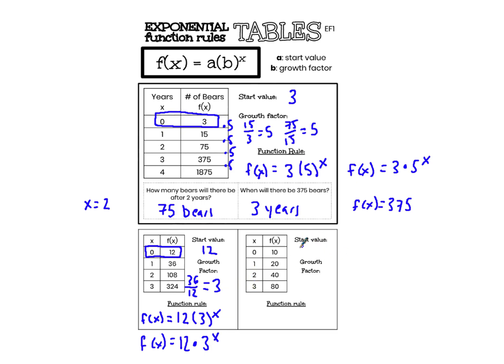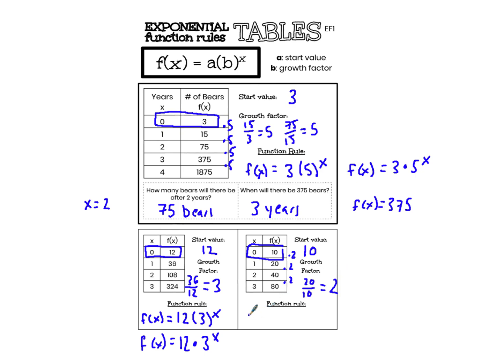In my next example, I'm looking for the start value, the value of f of x when x is 0. My start value is 10. Now in this one, I really hope you can just look at it and see what you're multiplying by. 10 times 2 is 20, 20 times 2 is 40, 40 times 2 is 80. But if you can't, take one value of f of x, like 20, and divide it by the previous value of f of x, 10. So my growth factor is 2.